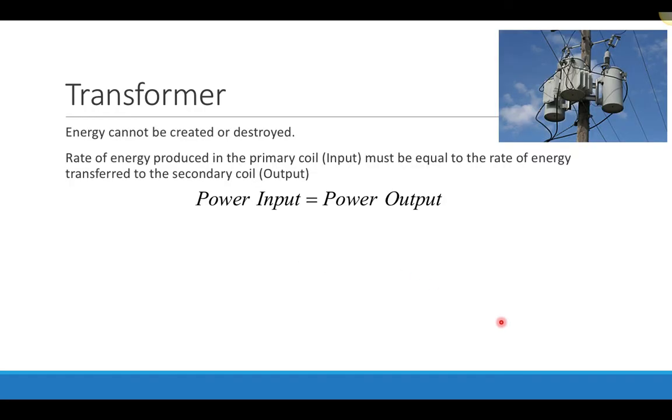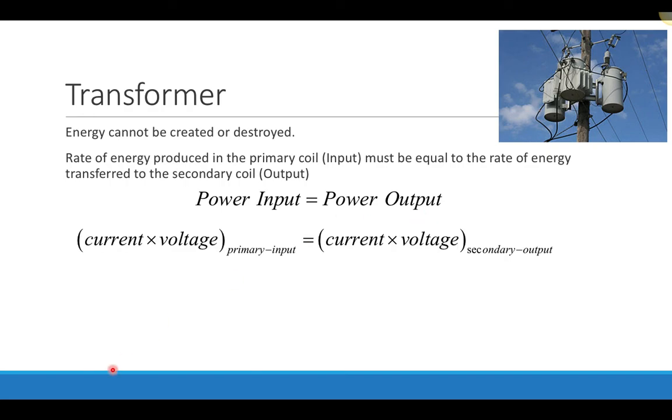The other thing that we know about transformers and we know about physics in general is that energy cannot be created or destroyed. So it turns out that the rate at which energy is produced in the primary coil, in the input, is exactly equal to the rate of the energy that's transferred to the secondary coil, or the output. This is in a perfect world. So remember, in perfect worlds, there's no friction, there's no air resistance, there's no loss to heat or light or anything like that. So in a perfect transformer, the power that you put in from the primary source is equal to the power that you get out.